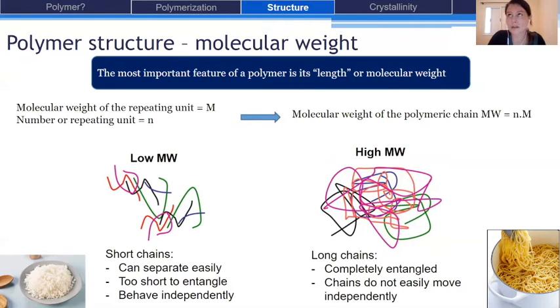So you can think about the image of a bowl of rice. On the contrary, if we have a high molecular weight polymer, we have long chains, and all of these chains are entangled. So it is the image of a bowl of spaghetti. And the chains, in that case, do not easily move independently. It is difficult to select only one spaghetti. You have many of them that will come together because they are entangled.